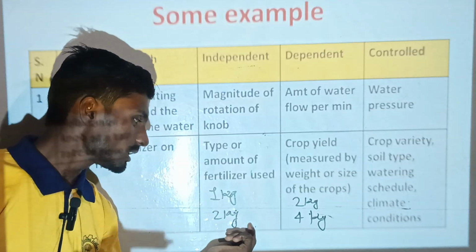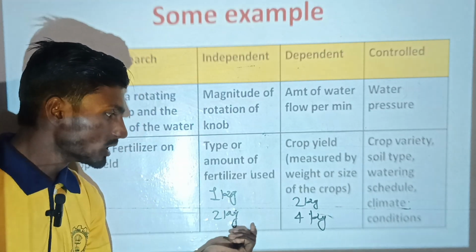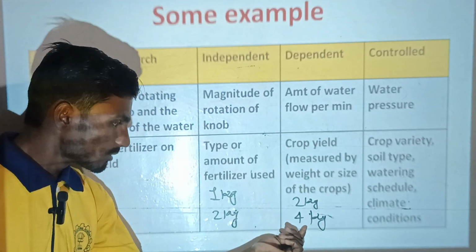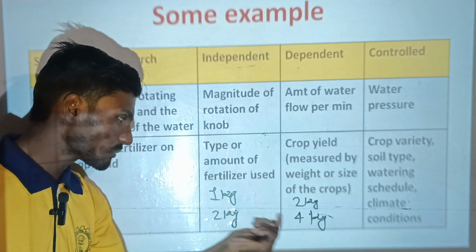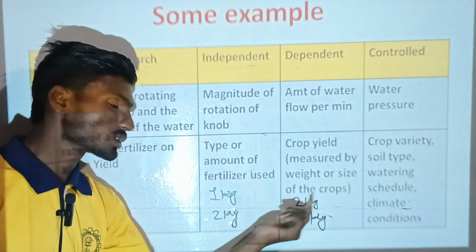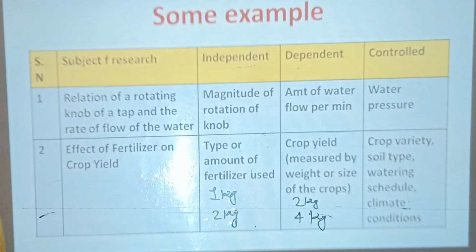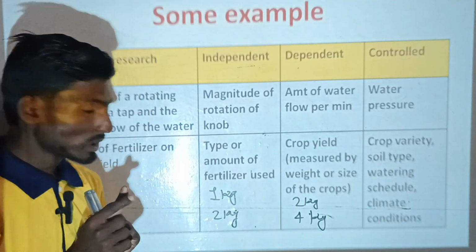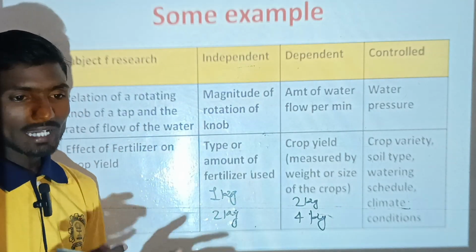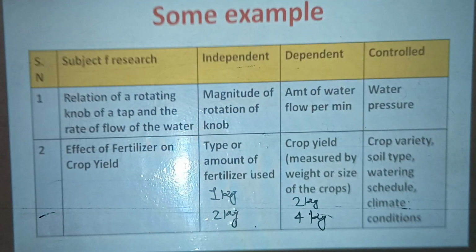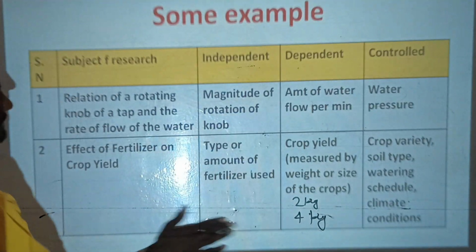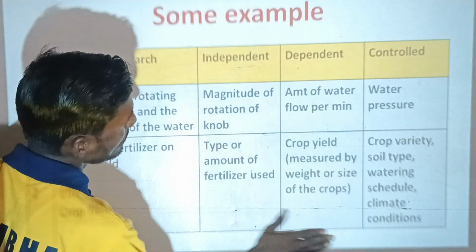If you apply a larger amount of fertilizer, then our crop production will increase. Taking it inversely, if we use less fertilizer, then our crop production is also less. But here you keep soil type, climate, and many more things constant. After that, I hope you understand this concept. Please take a screenshot.